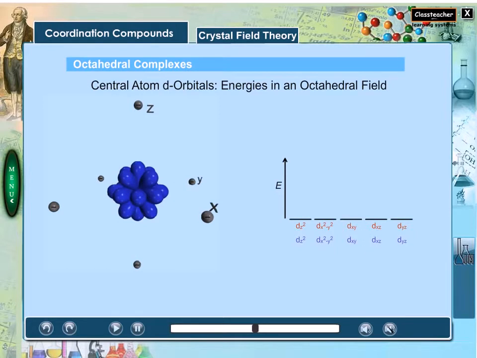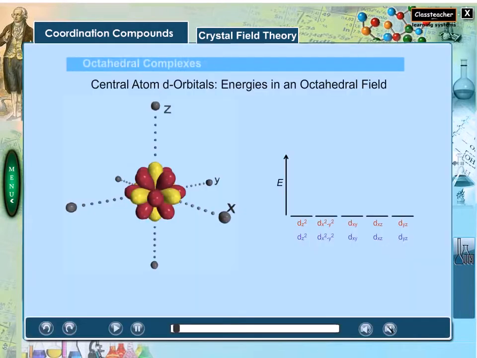What happens to the energy of the d electrons if negatively charged ligands are brought in towards the metal center to give an octahedral complex? Since the d electrons are themselves negatively charged, they would experience repulsion from the ligands and their energies would be raised. The degree of repulsion depends on the orientation of the d orbitals.